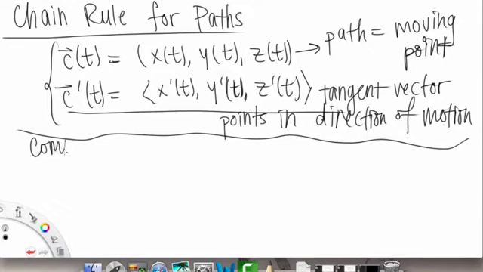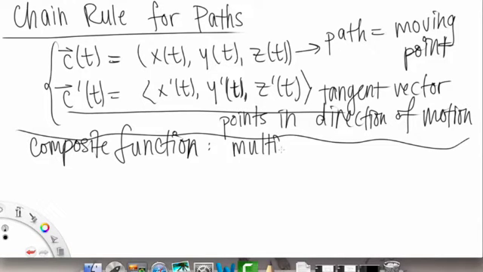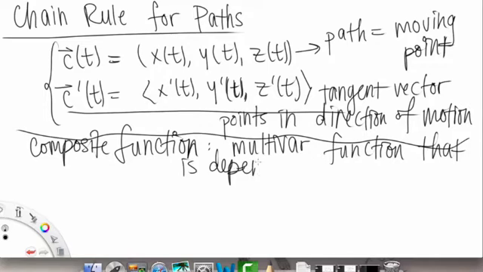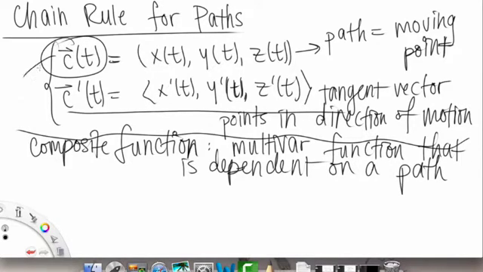All right, so now knowing that, we can see what a composite function is. Here I'm just building up to the chain rule for paths, so these are all relevant concepts. A composite function is when you have a multivariable function that is dependent on a path. And by path, I mean something like above. This one here describes a path.